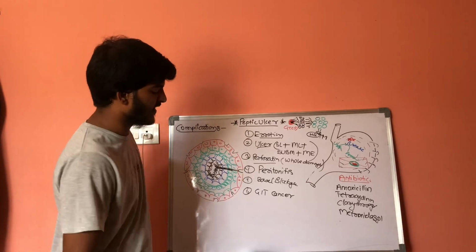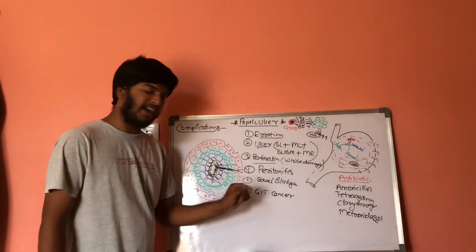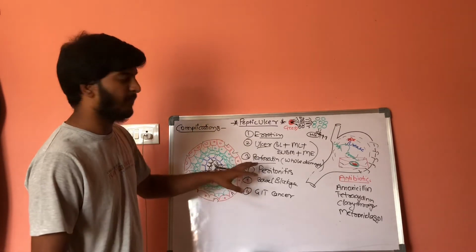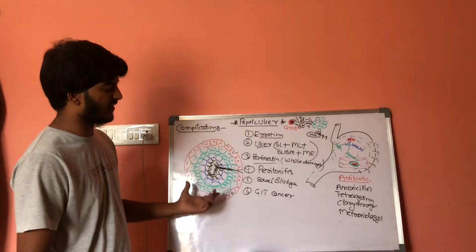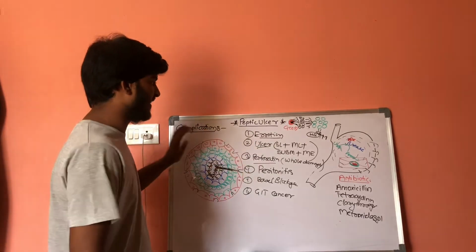So what are the signs and symptoms? Epigastric pain will be present, weight loss will be present, blood vomiting is present, and dark colored stools are also present. These are the signs and symptoms.